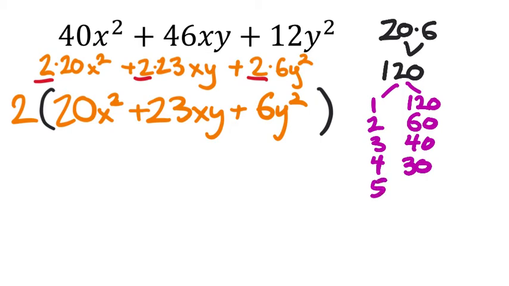And then 5 and 24. That's close, but we're still not there. 6 and 20, nope, still no good. 7, I believe it is not divisible by 7. 8 and 15, that should work. Now, of course, it's divisible by 10.